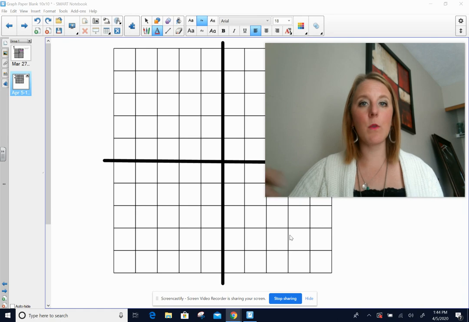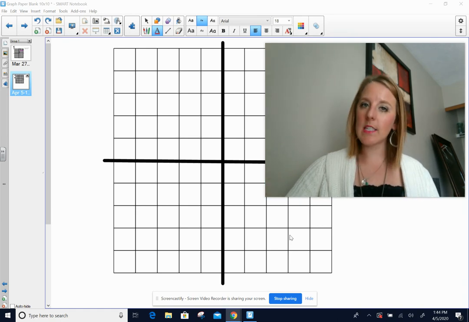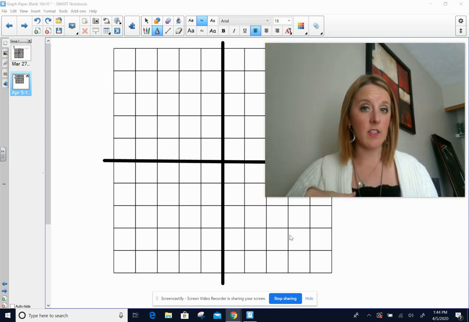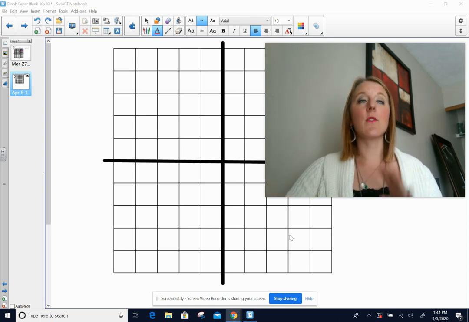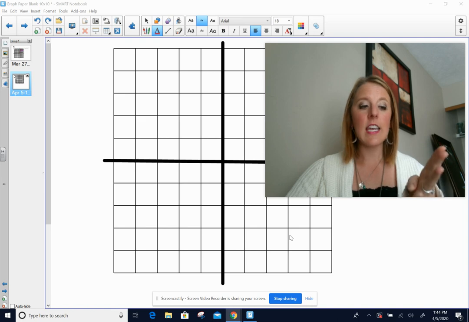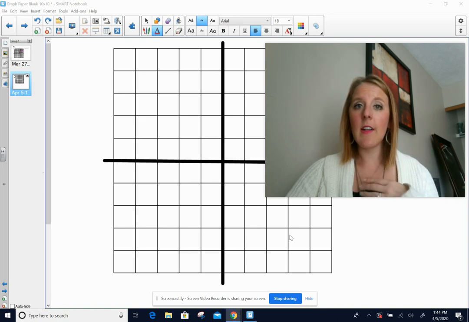Before I do an example with you all, I want to review a little bit about what it means to rotate something. So first of all, a rotation is a type of transformation. And there's 4 different kinds of transformations: rotations, reflections, translations, and dilations. So this video is just going to cover rotations, and we're talking about rotating something on a coordinate plane.